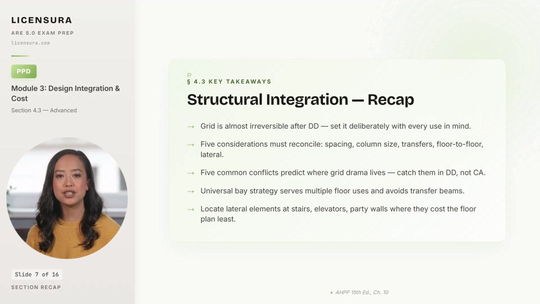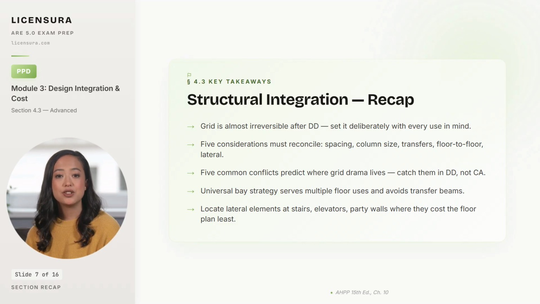5 grid considerations must reconcile during DD: column spacing, column size, transfer conditions, floor-to-floor height, and lateral system location, and each one pulls in a different direction. 5 common grid conflicts predict where the drama lives: column in the open room, parking bay misfit, mullion grid clash, stair column collision, and elevator shear wall conflict. And catching them in DD rather than in construction administration is the architect's job.